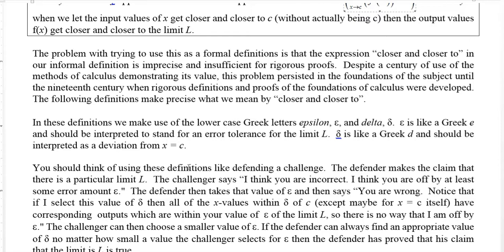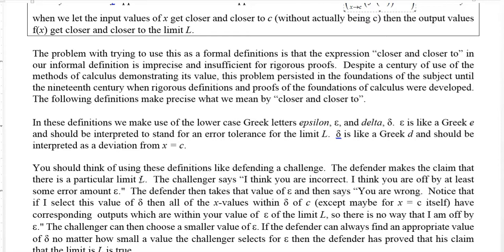Now what could the challenger then do? The challenger could say, oh, wait a minute, I wanted a smaller value of epsilon. So for example, the first time the challenger may say, hey, I think you're off by 0.1. And the defender says, if I make my delta small enough, and get only x's that are within delta of c, then the corresponding y's, or f of x's, are within your epsilon, your 0.1, of L. And then the challenger says, well, wait a minute, I want a smaller value of epsilon. So they pick an even smaller value. Maybe they go to 0.01.